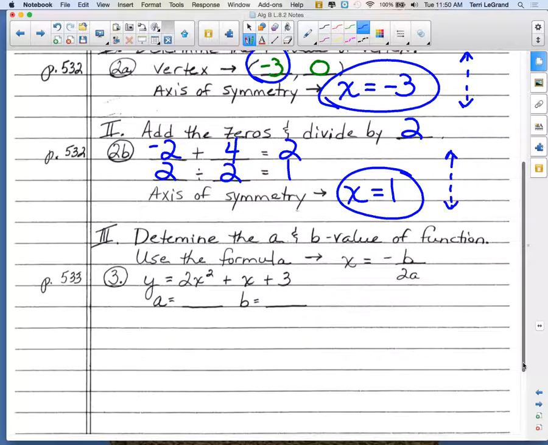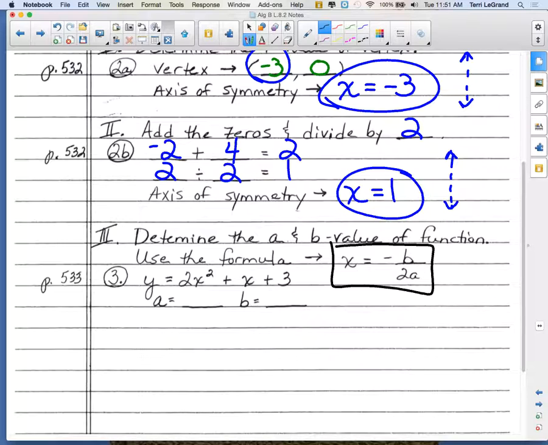Okay, now we're going to go to example 3, where it says finding the axis of symmetry by using a formula. In other words, there's no graph. So we have this formula. I want you to put a box around it or something. This is the formula you're going to use. X equals, remember, axis of symmetry is an equation, x equals some number. We're going to get that number by taking negative b and dividing it by 2a.